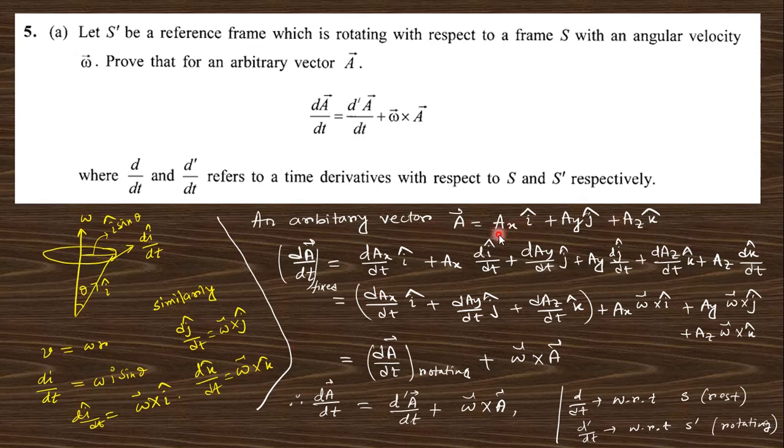Now any arbitrary vector A equals Ax i cap, Ay j cap and Az k cap. So for the fixed frame, dA/dt can be written as the derivative of this. For that you will get dAx/dt times i cap and Ax times di cap/dt. So for every term you will get two terms, so a total of 6 terms. Take these 3 terms in common, and for di/dt you put omega cross i, for dj/dt you put omega cross j and so on. After putting that, omega is taken out, so you will get i cap Ax, j cap Ay, k cap Az, which is A. So you can prove this formula easily. Go to the next one.